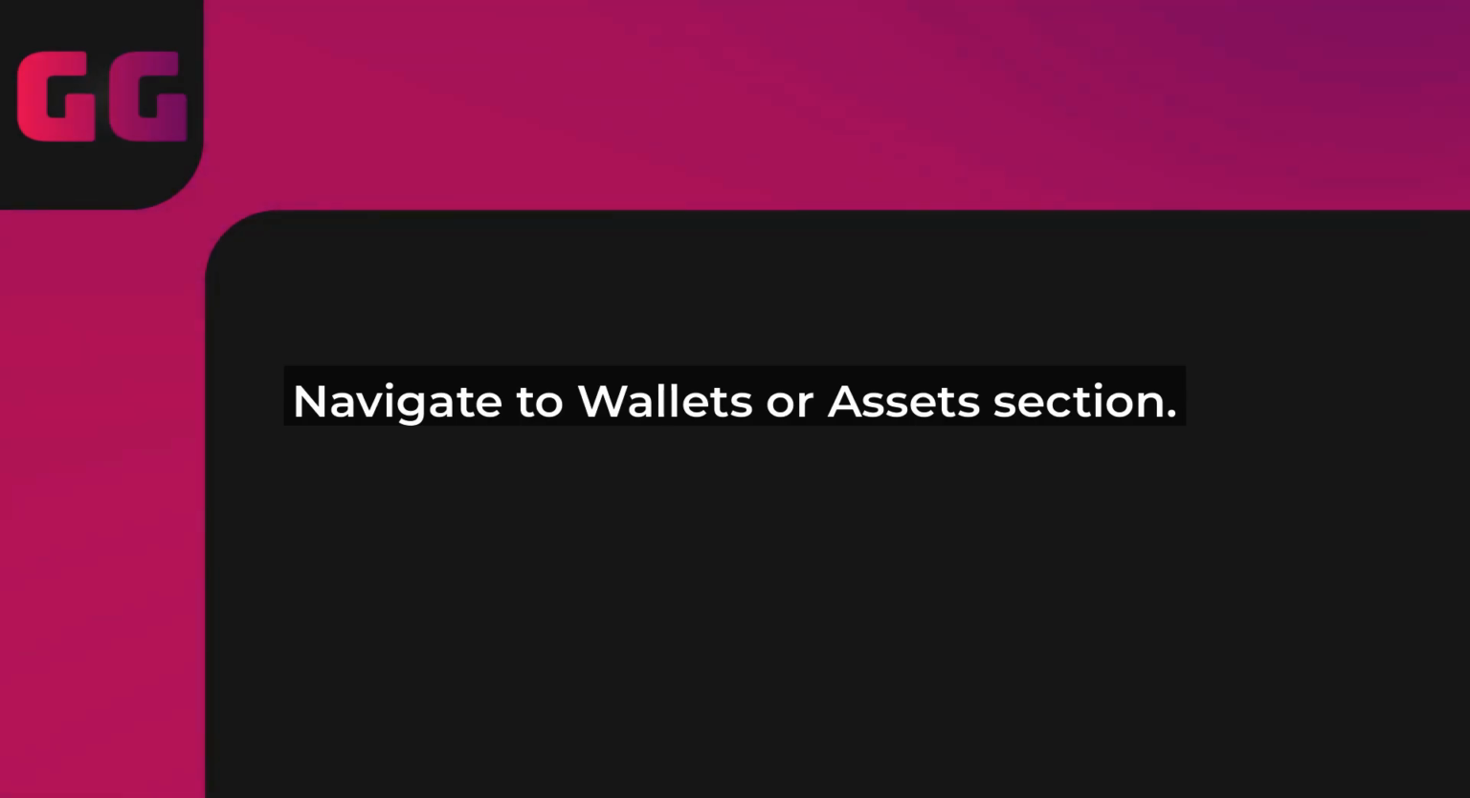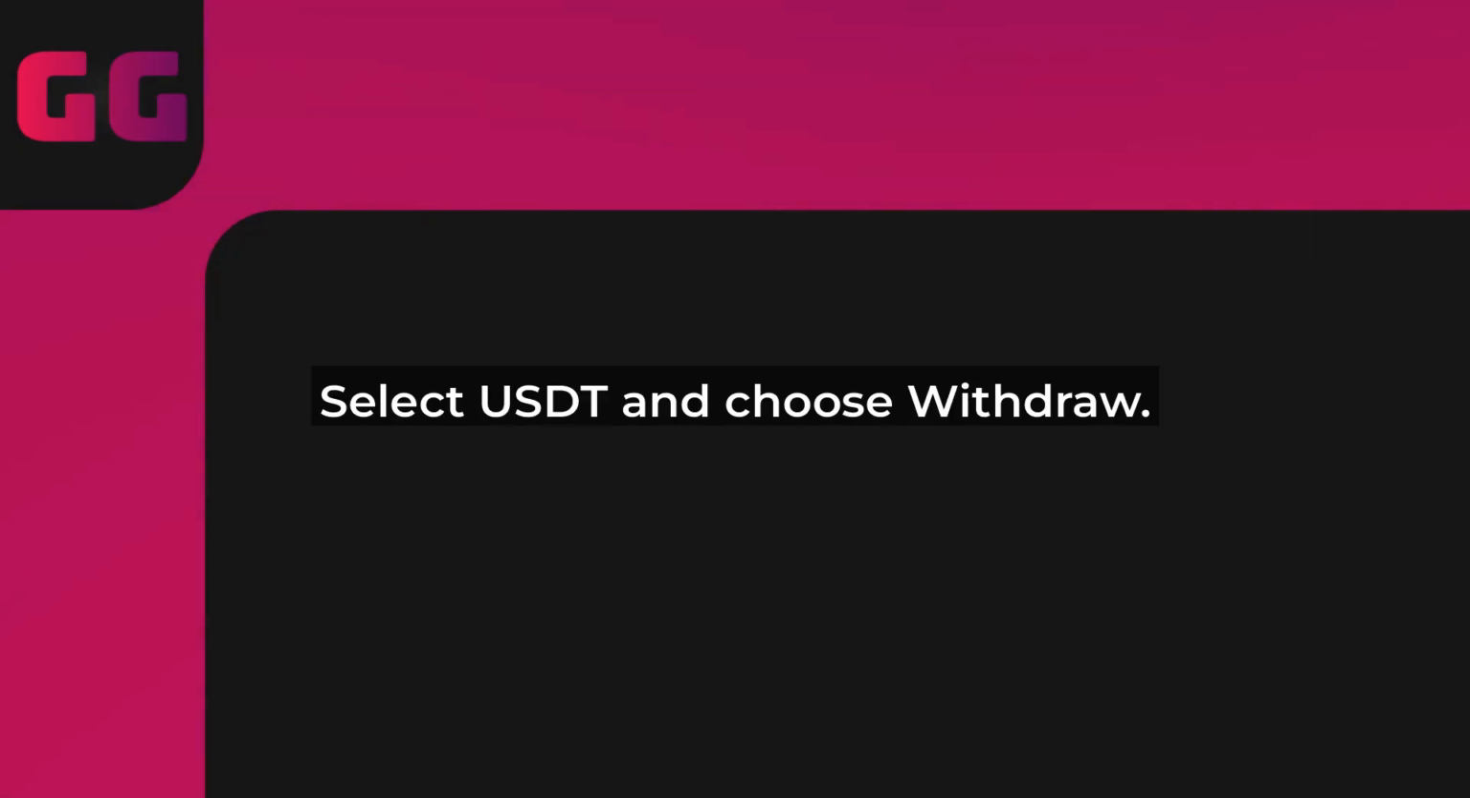First things first, make sure you have both the Crypto.com app and Trust Wallet installed on your device. Open the Crypto.com app and log in with your credentials. Once you're in, navigate to the Wallets or Assets section. Here, you'll see a list of your cryptocurrencies. Find and select USDT from the options. Next, tap on the Withdraw button for USDT. This will prompt you to enter the withdrawal details.